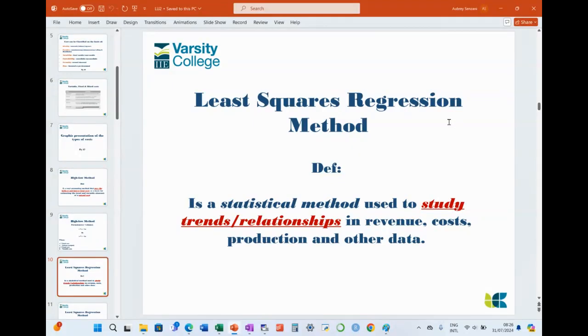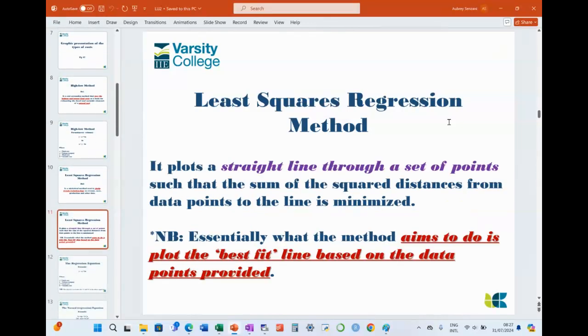Okay, so the least squares regression method. It's the same thing. Here they're just highlighting that it's a statistical method used to study trends and relationships. Guys, believe it or not, we are still using this even at a master's level. So if you have aspirations in finance, you are bound to see this as you further your studies. So get used to it. And I know you guys have seen this in stats, right? So you should be comfortable with this.